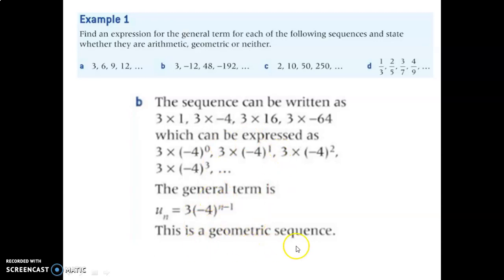That's geometric, by the way. You have to be able to say whether they're arithmetic or geometric as you do this as well. And let's try the next one. So try C.